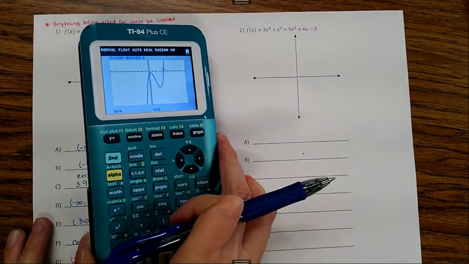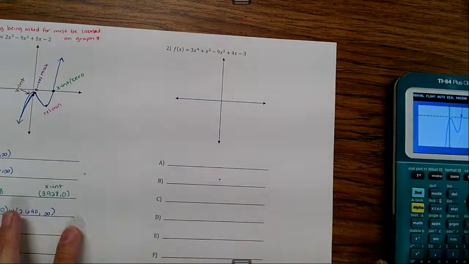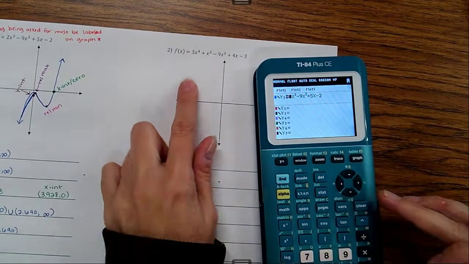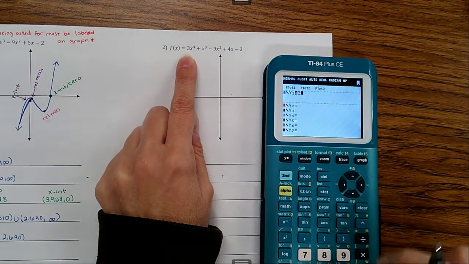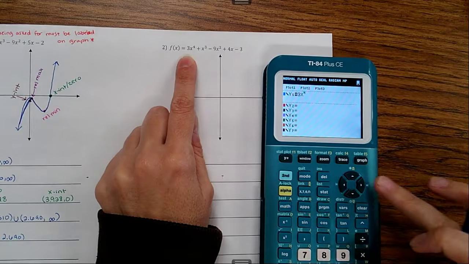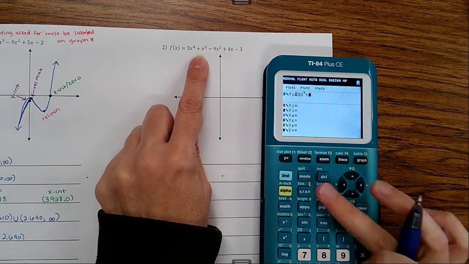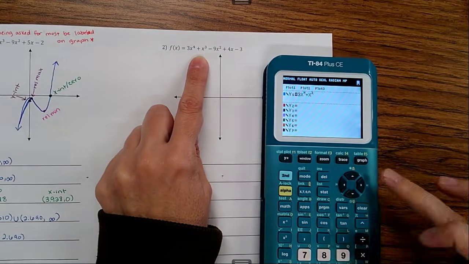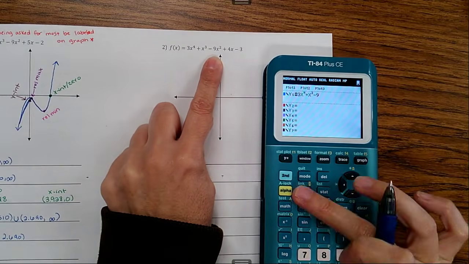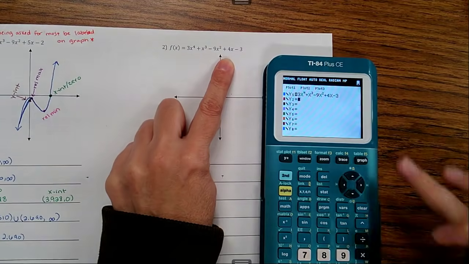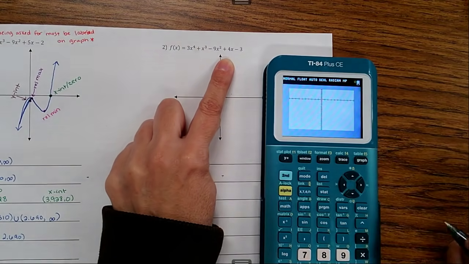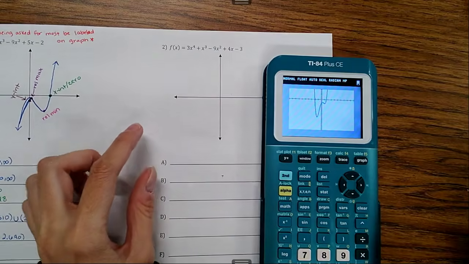All right, let's do one more graph together. So we're going to go back to y equals. We're going to clear this, and now we're going to put in our new example: 3x raised to the 4th power plus x raised to the 3rd power minus 9x squared plus 4x minus 3. Hit graph. Okay, and I can see that graph pretty well, so I don't really need to adjust anything. We're going to sketch that on our papers.